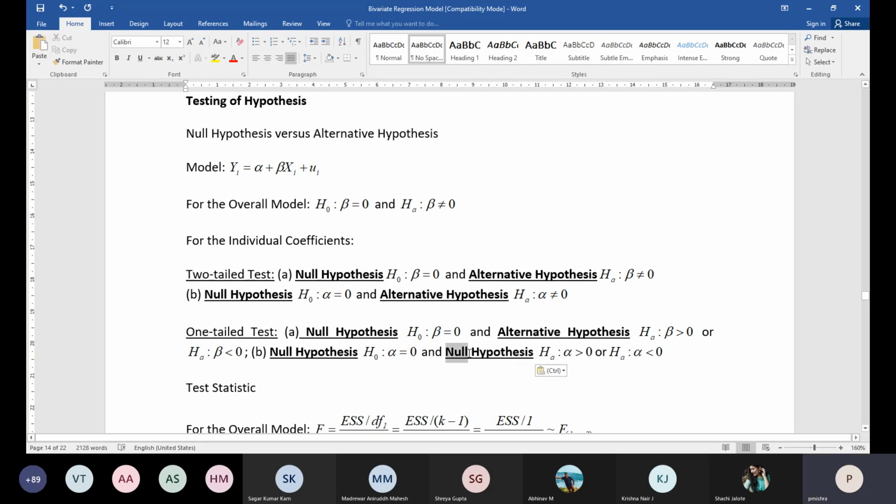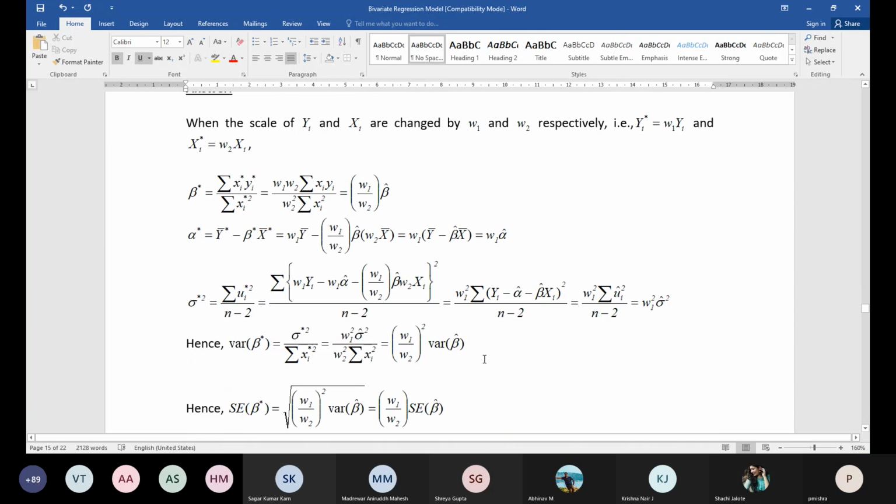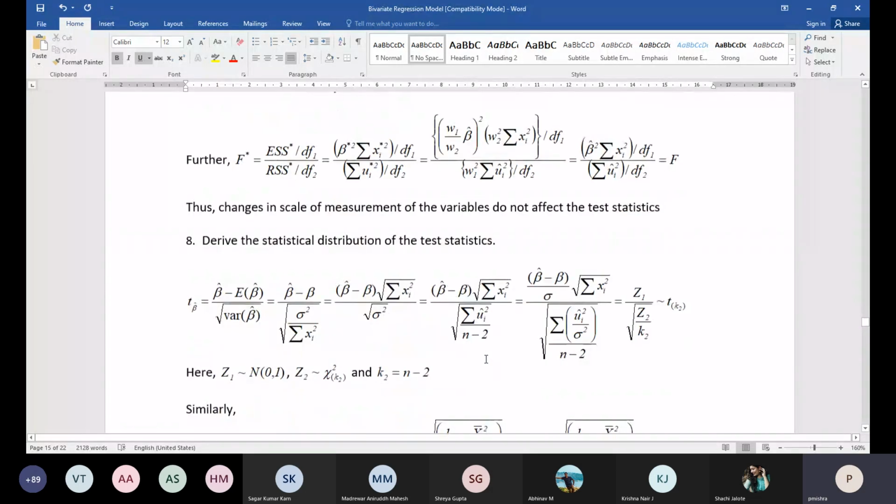This would be again the alternative hypothesis. Okay, now let us go for the derivation of the test statistic, and that I have given in question number 8.